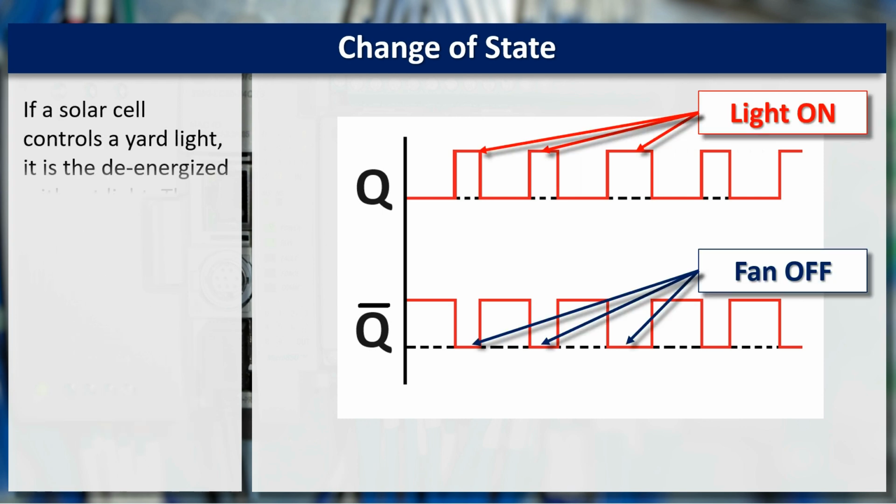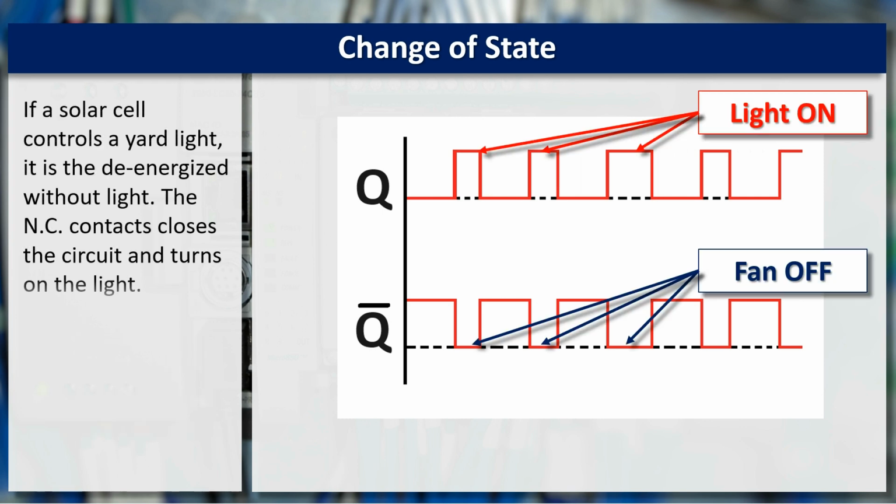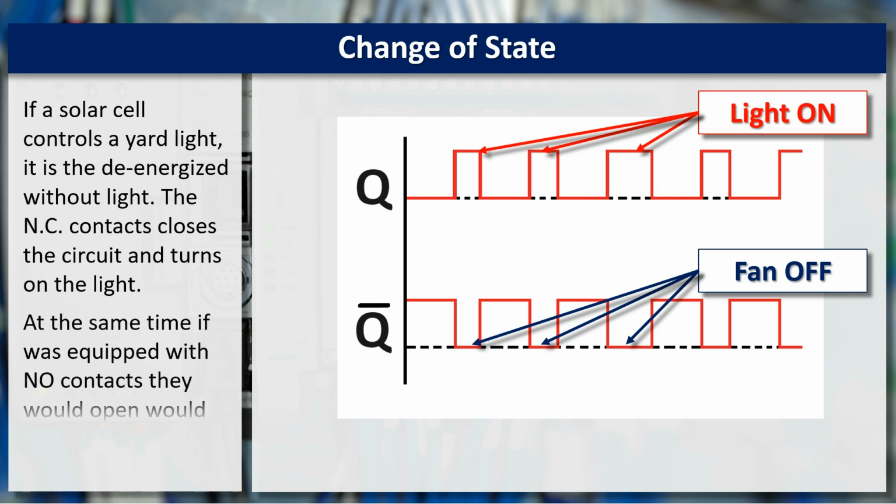If a solar cell controls a yard light, it is de-energized without light. The normally closed contacts close the circuit and turn on the yard light. At the same time, if it was equipped with normally open contacts, they would open. It could also turn off a cooling fan.